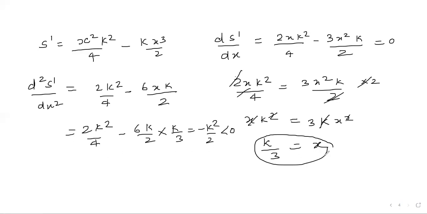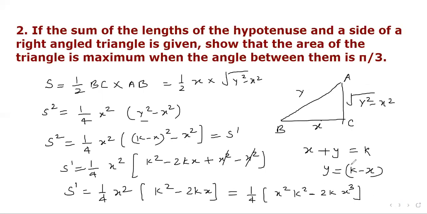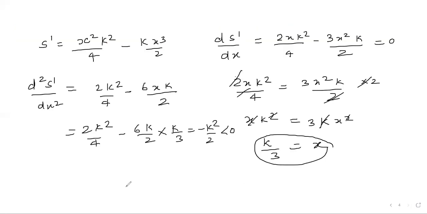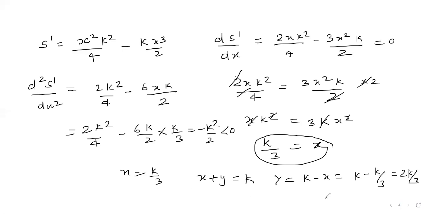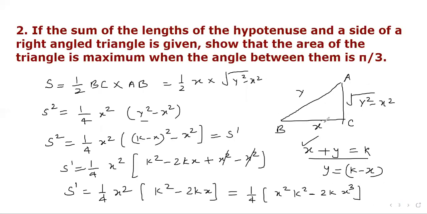Now, when x equal to k by 3, then what is y? So expression is x plus y equal to k. x is k by 3. So corresponding value of y we can find. y equal to k minus x, that is k minus k by 3, that will give 2k by 3. Now we have got values of x and y, and we have to find out theta. So x is k by 3 and y is 2k by 3.